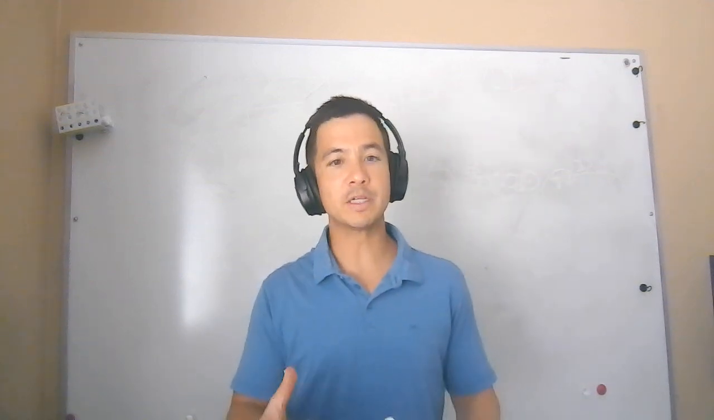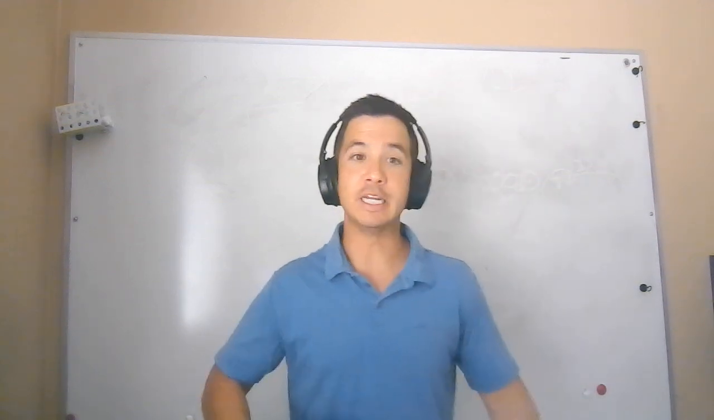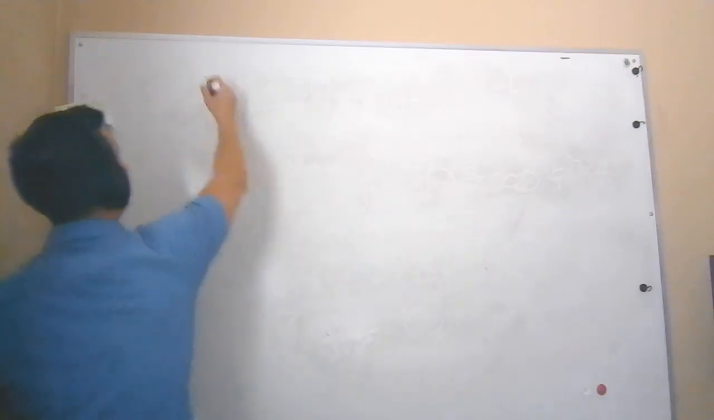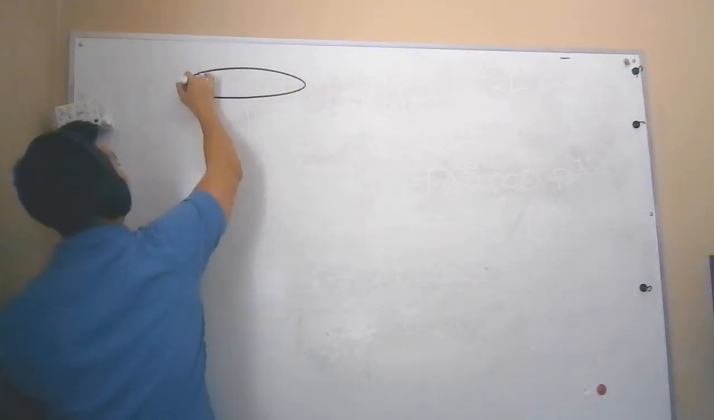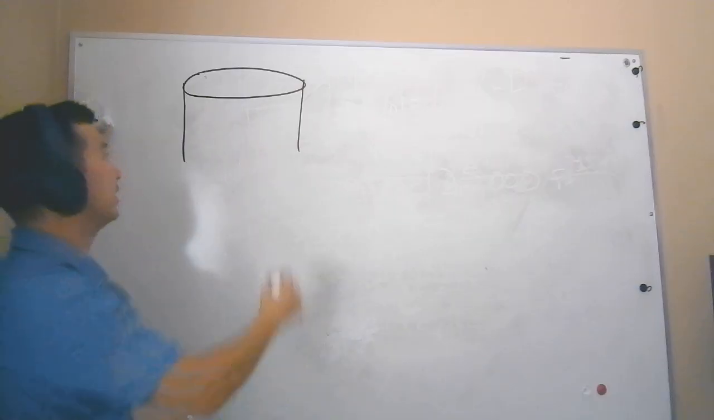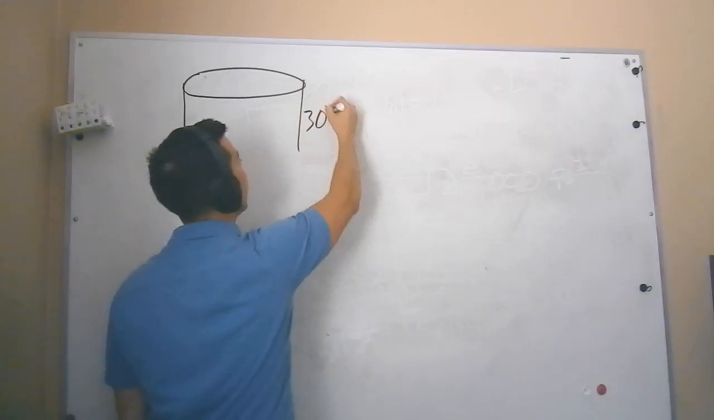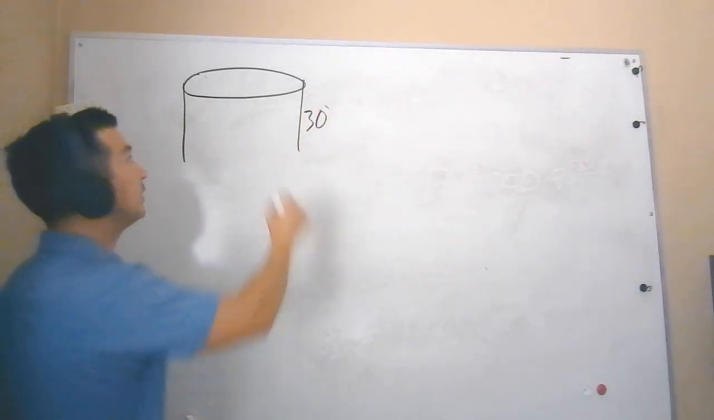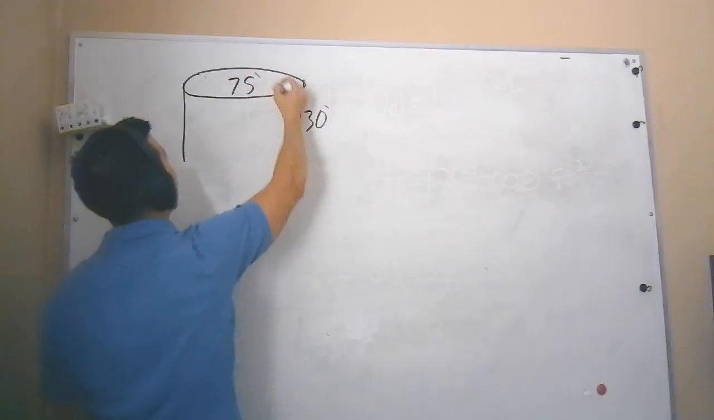All right, in this problem, we're going to be looking at calculating the volume of water in a reservoir. In this particular problem, we're going to be looking at a cylindrical shape, the shape of many of our reservoirs. We're given the dimensions of it. We've got a 30-foot height and we've got a 75-foot diameter.